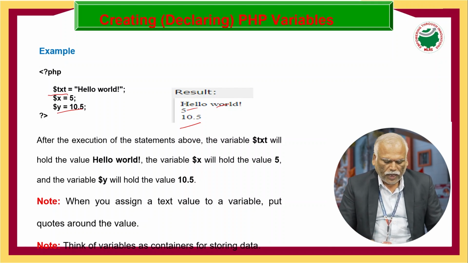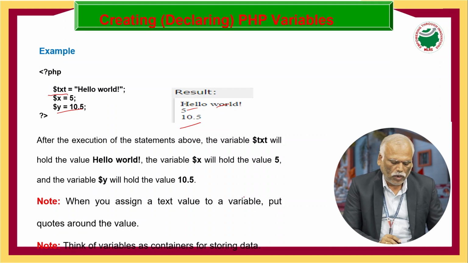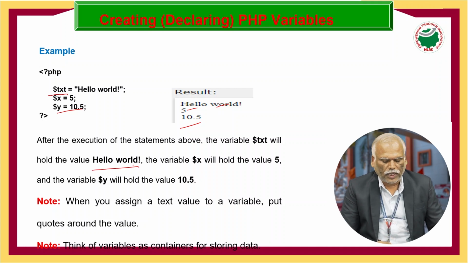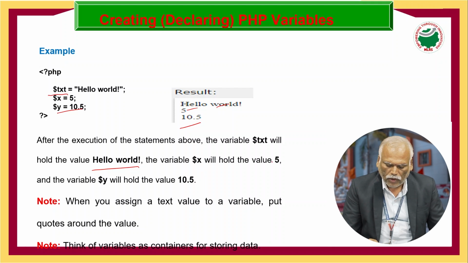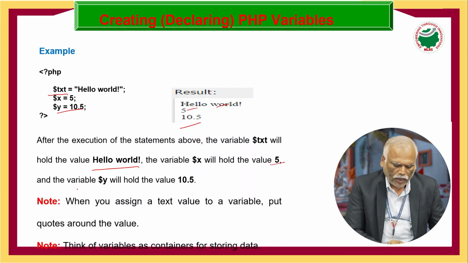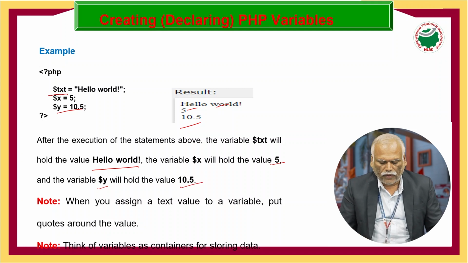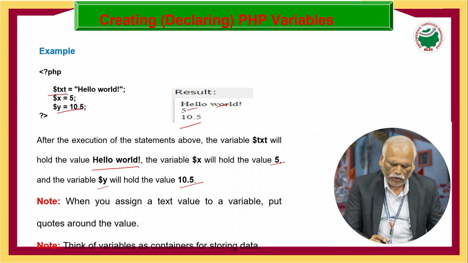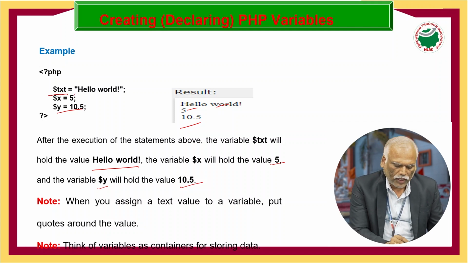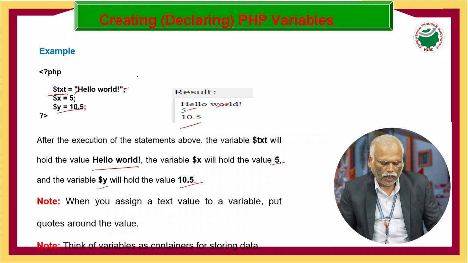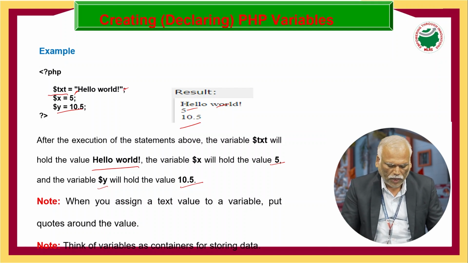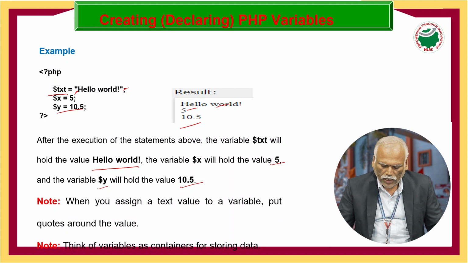In these statements, the variable $txt will hold the value "Hello world!", which is a string. The variable $x will hold the value 5, which is an integer, and the variable $y will hold the value 10.5, which is a float. When you assign a text value to a variable, we need to put quotes around the value, like double quotes or single quotes. And every statement must end with a semicolon. So these variables can be treated as containers for storing the data.